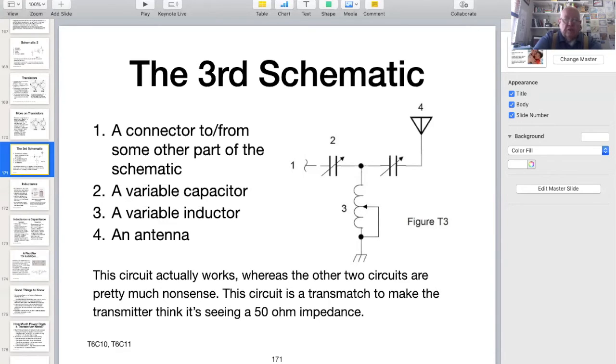Symbol number 2 is a variable capacitor. It differs from the symbol for a normal capacitor by the arrow through the middle, denoting that the capacitance can be varied. Symbol number 3 is a variable inductor. Most of the time, this is a tapped inductor, although there are some variable inductors that use a wiper to vary the output impedance. And of course, component number 4 is the antenna.